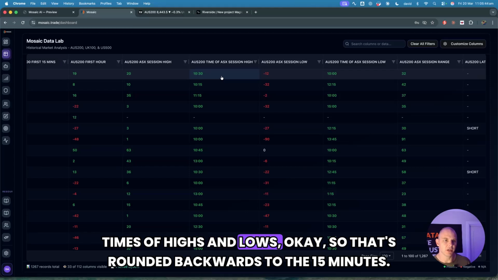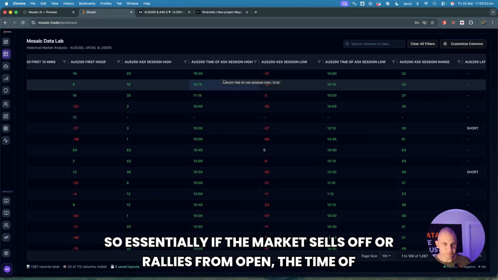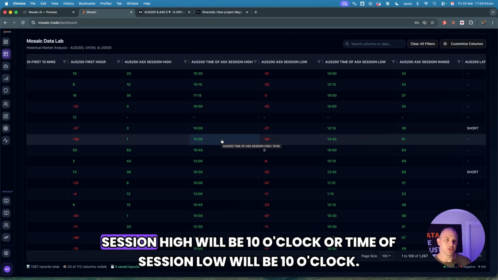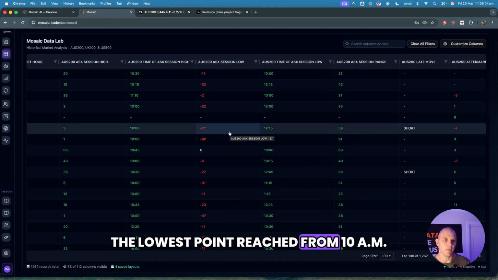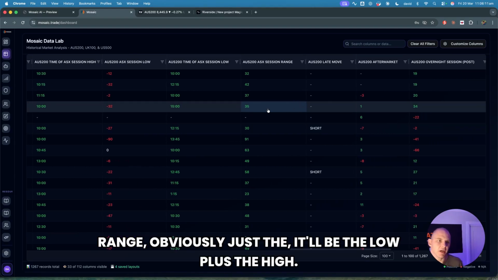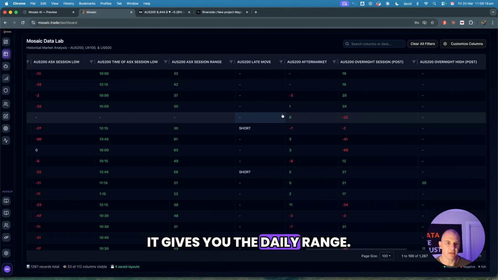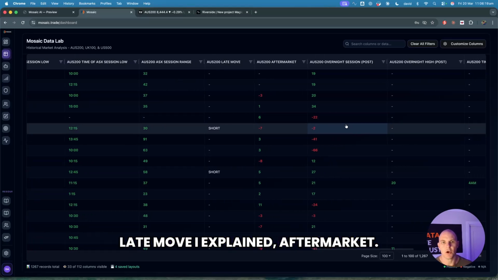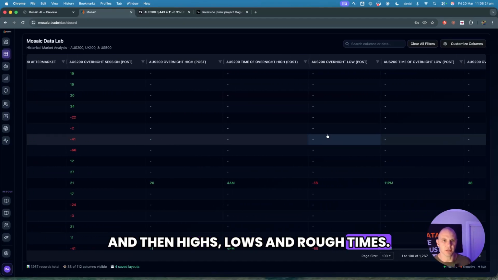Times of highs and lows, okay, so that's rounded backwards to the 15 minutes. So essentially, if the market sells off or rallies from open, the time of session high will be 10 o'clock, or time of session low will be 10 o'clock. Session low is self-explanatory. You know, the lowest point reached from 10 a.m. price through the ASX session to the lowest price, highest price. Range, obviously, it'll be the high minus the low. It gives you the daily range. Late move, I explained, aftermarket, overnight session post, and then highs, lows, and rough times, okay?